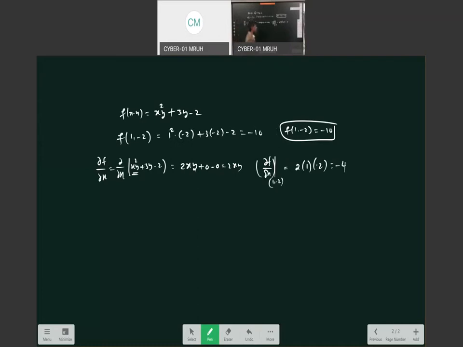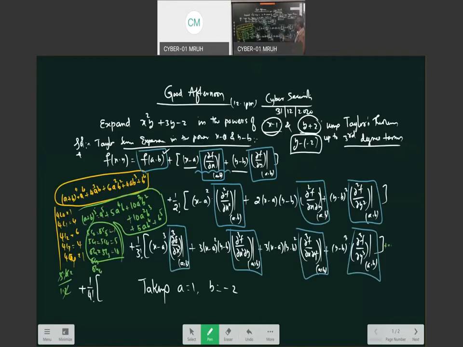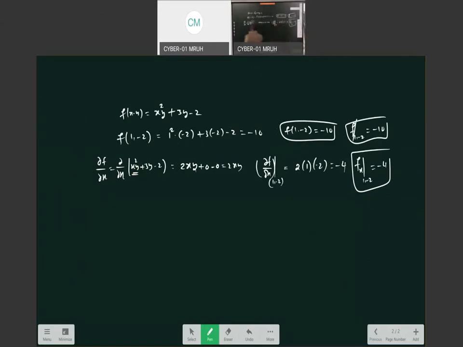Okay. So in short notation, f of 1 comma minus 2 is minus 10. This is fx at 1 comma minus 2 is minus 4. This is clear? I repeat. In short notation, this is called f, this is called fx. What is fx? Fx is nothing but dou f by dou x. It's a notation only, right? That's only I'm writing. Next, dou f by dou y I need.